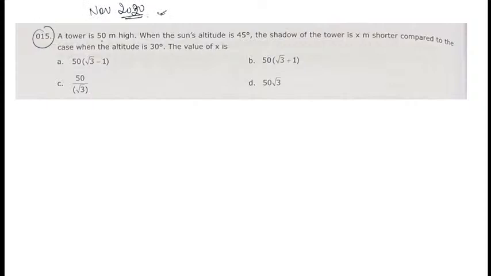The question is, a tower is 50 meters high. When the sun's altitude is 45 degrees, the shadow of the tower is x meters shorter as compared to when it is 30 degrees. So you have to find the value of x as according to the question given to you.